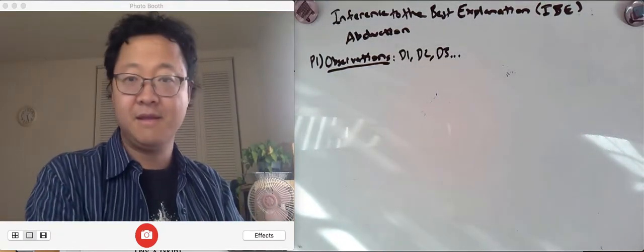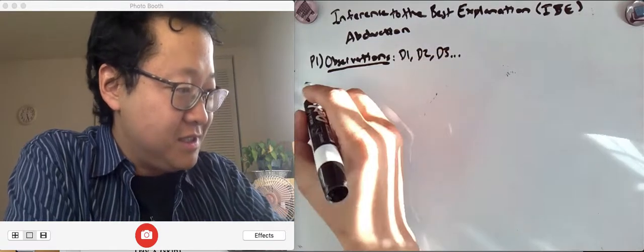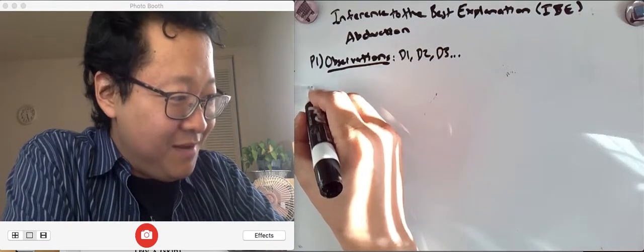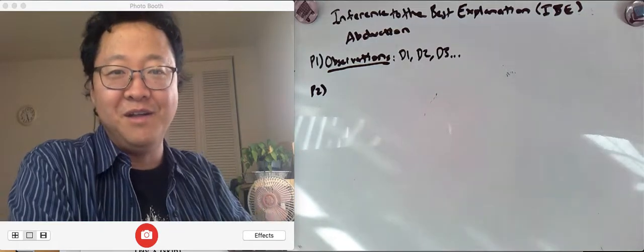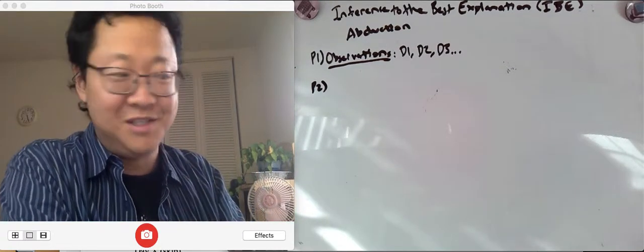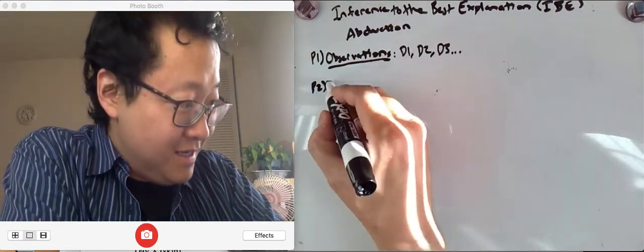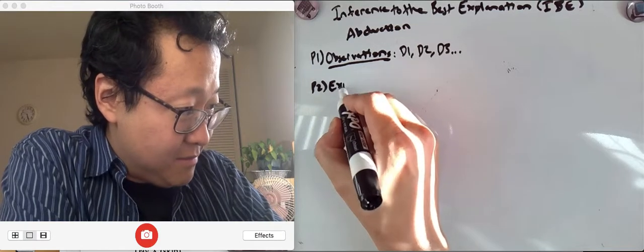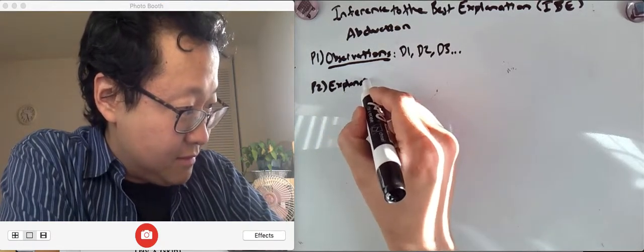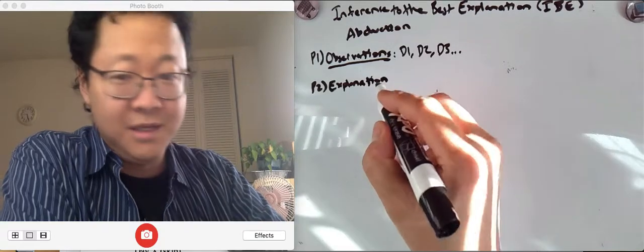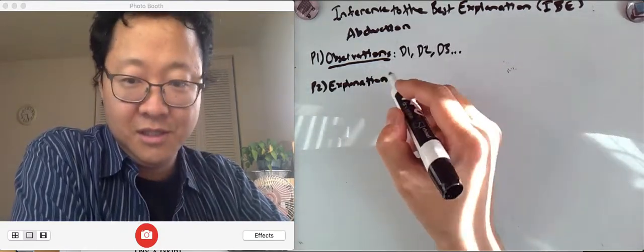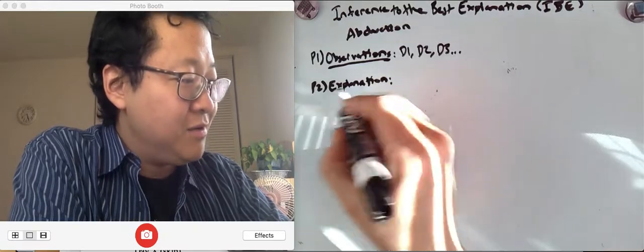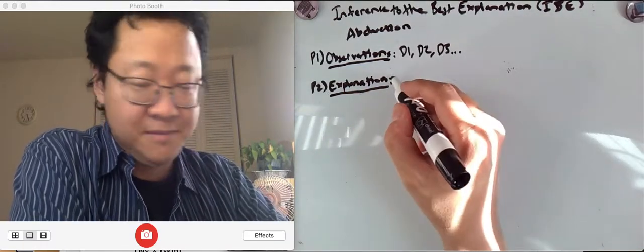Okay, it's getting kind of bright, sorry about that. Very sunny right now. Okay, so premise one will be your observations. Premise two, and again, if you're not really following what I'm doing right now that well, we'll give an example soon, but it'll make more sense, I think, after the next video. So premise two will be your explanation of the observations, and that premise will always be stated something like this.